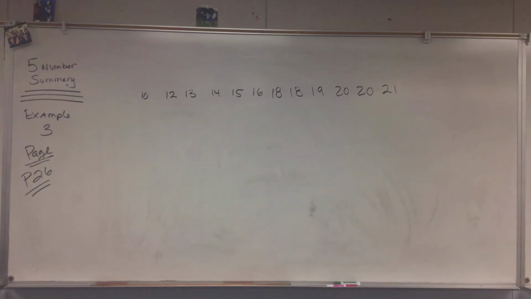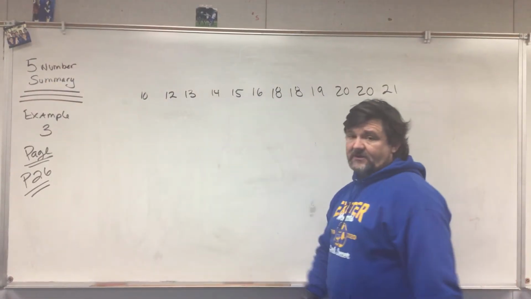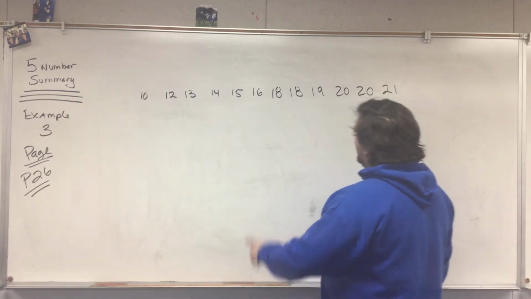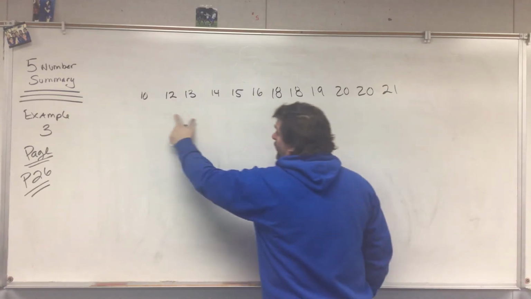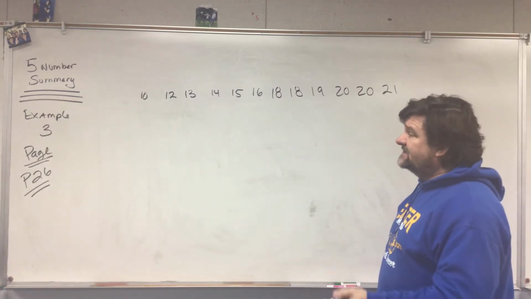All right, guys. So let's tackle 5-number summaries. I'm going to do example 3 on page P26 of your book. They give you a bunch of data points. They give you 12 of them. I arranged them in order. So when you're dealing with 5-number summaries, you need to arrange the data in order.